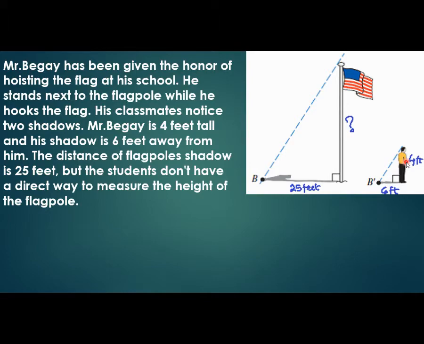I request all of you to watch this one in full screen mode. Mr. Bigay is 4 feet tall and his shadow is 6 feet long. So here, his shadow is falling on the ground, which is 6 feet long. The length of the shadow of the flagpole is given as 25 feet. But the students don't have a direct way to measure the height of the flagpole, so they don't know the height of the flagpole.